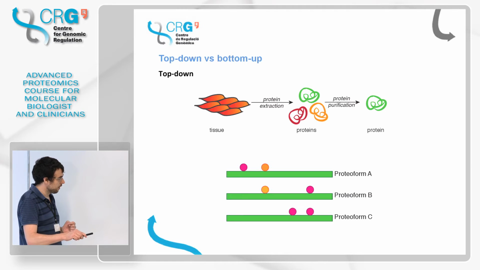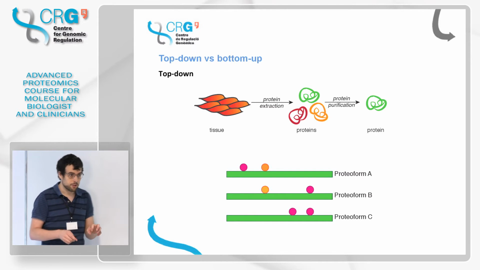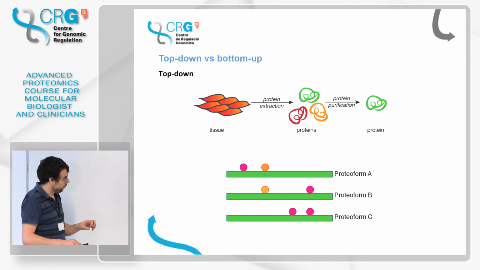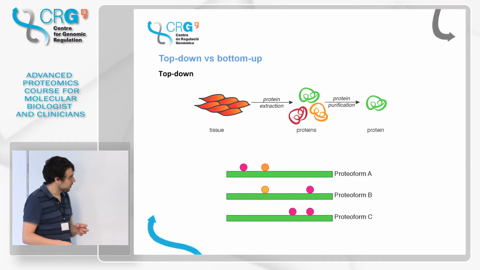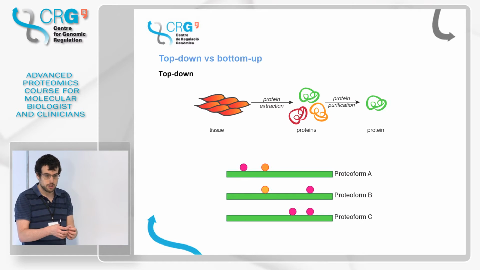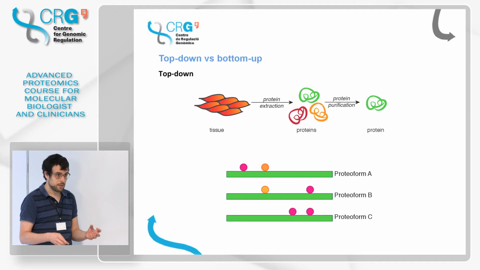And one nice thing of top-down proteomics is that, given one protein, which would be this one here, the green one, this protein in the cell can be modified in different ways, right? For example, one molecule can have a phosphorylation and acetylation, but another molecule in another part of the cell can have the same acetylation and another phosphorylation, or two phosphorylations. So not all the molecules of a given protein have to be modified in the same way in the cell.